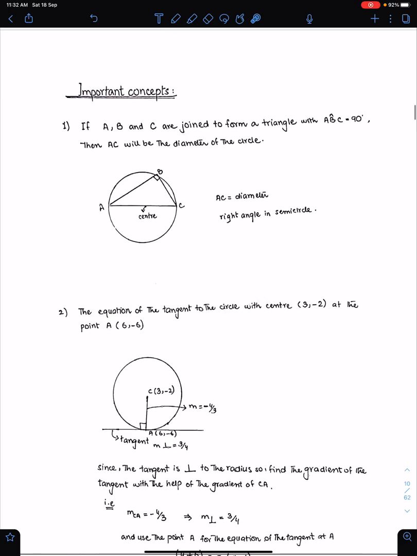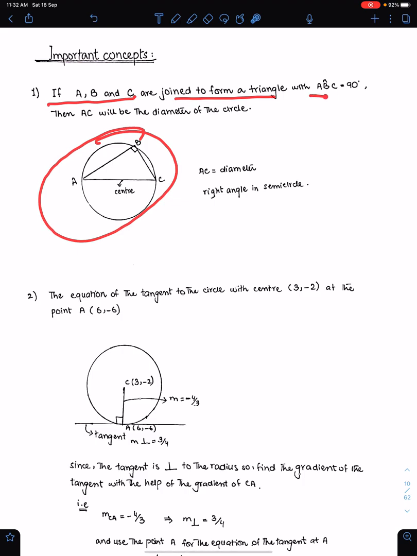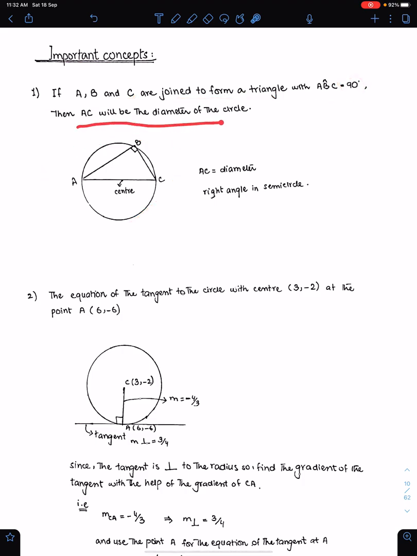Important concepts. If A, B, C are joined to form a triangle with angle B as 90 degrees, then AC will be the diameter of the circle. See, if this angle is 90, then AC will be the diameter of the circle and the midpoint of AC will be the center of the circle.